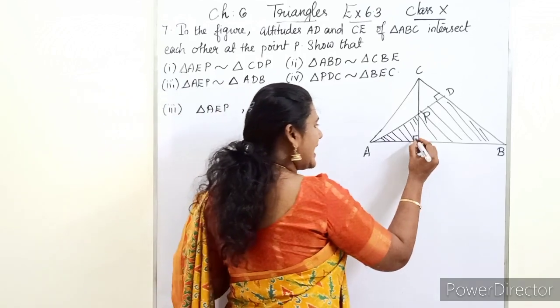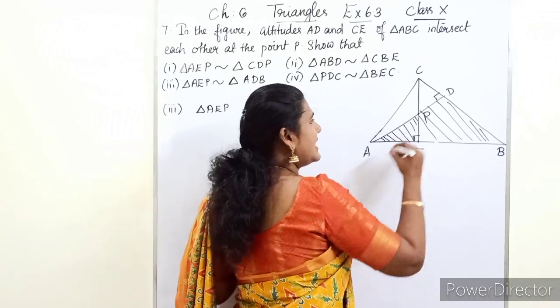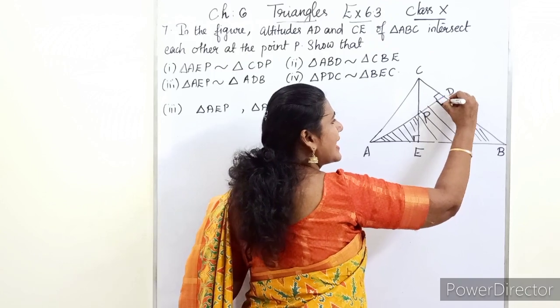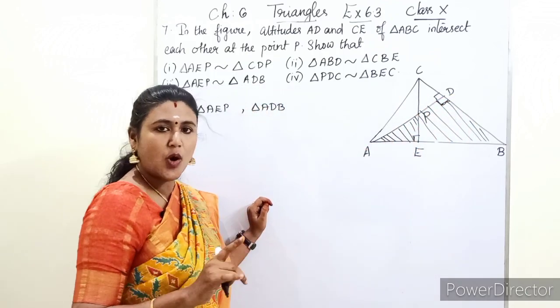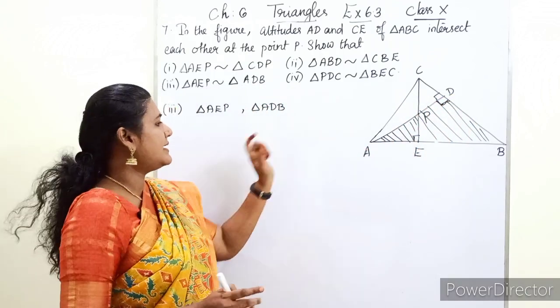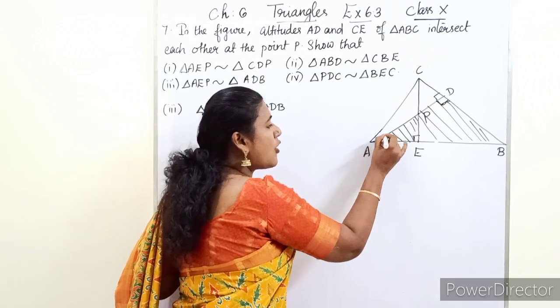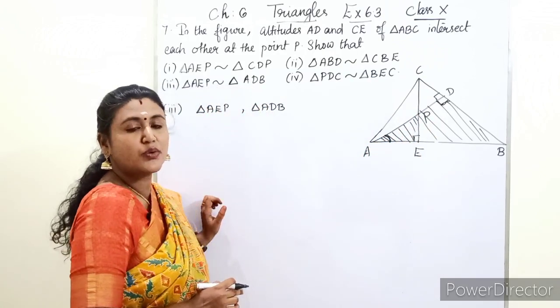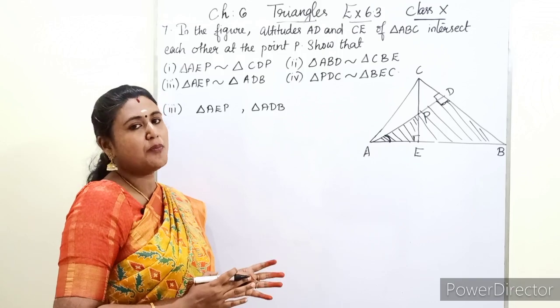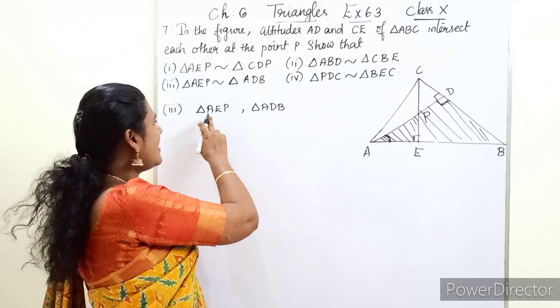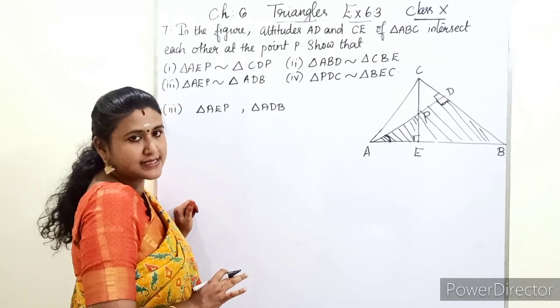So here we have this angle is 90 degree and similarly these two angles are 90 degree. So we got one angle equal, and in here angle A is the common angle for both the triangles. So A is the common angle. Therefore by AA similarity criteria, we can say that these two triangles are similar.